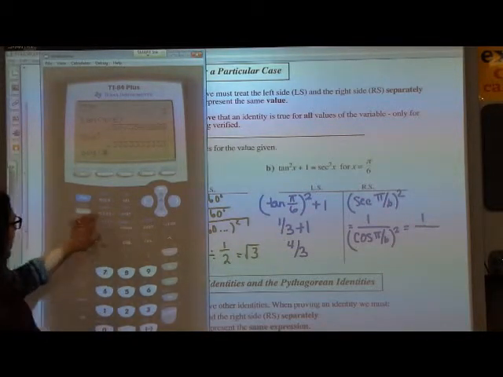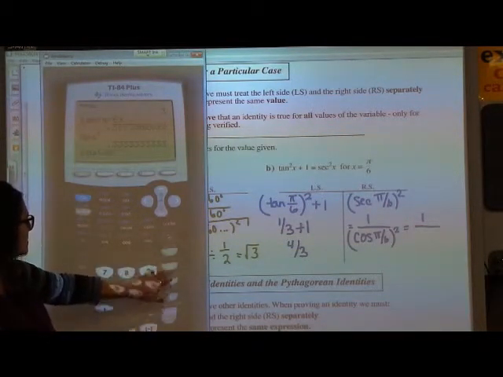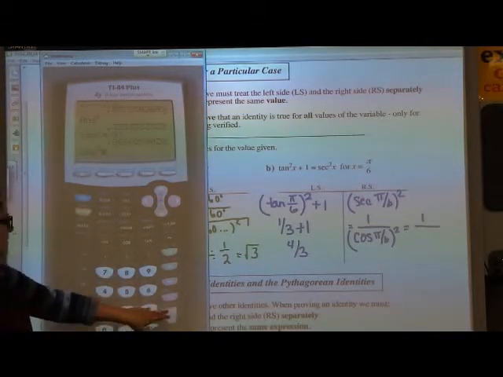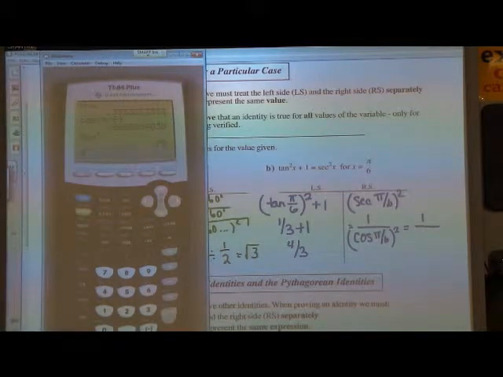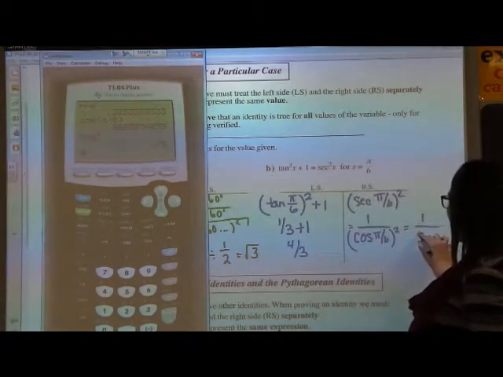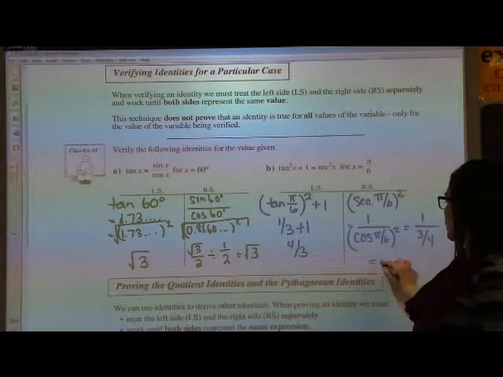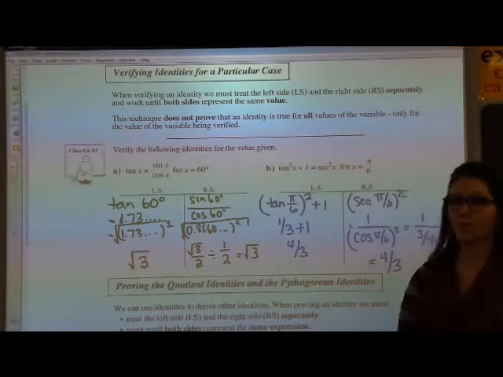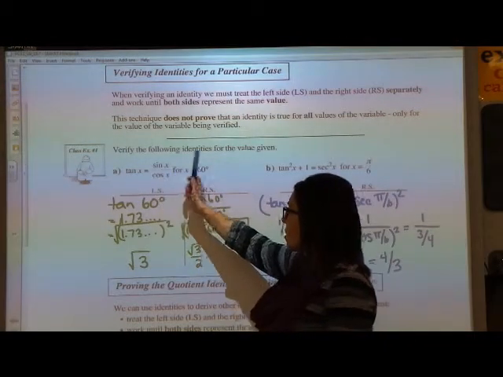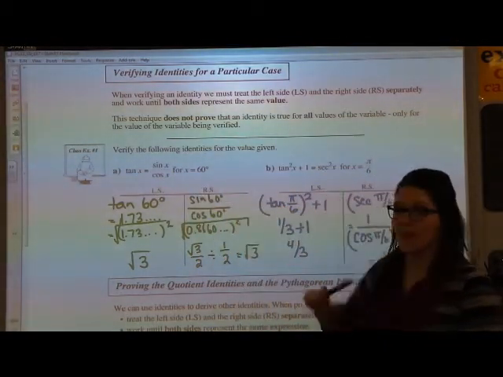So if I type in cos pi over 6, and then square it, I get 3/4. So I have 1 divided by 3/4, which would become 4/3. So I don't need to square root it this time because I'm actually squaring this equation. This is part of the quotient and the Pythagorean identities.